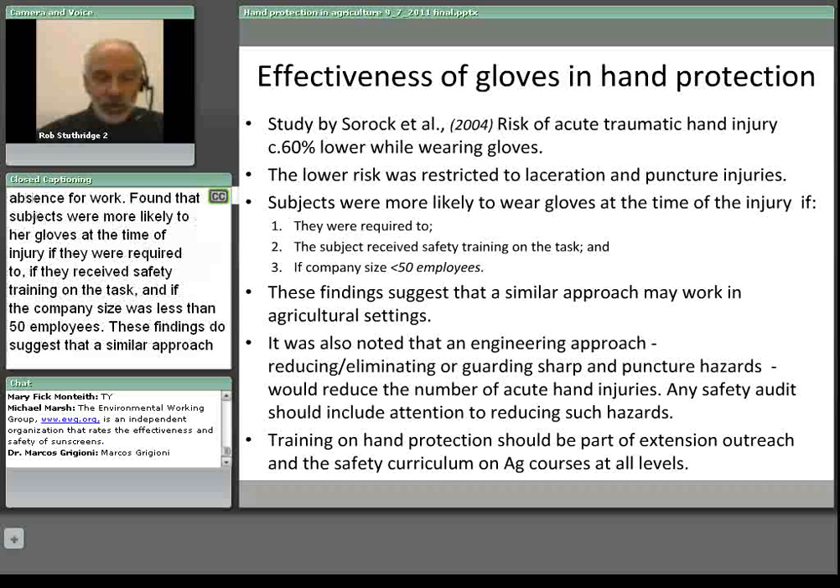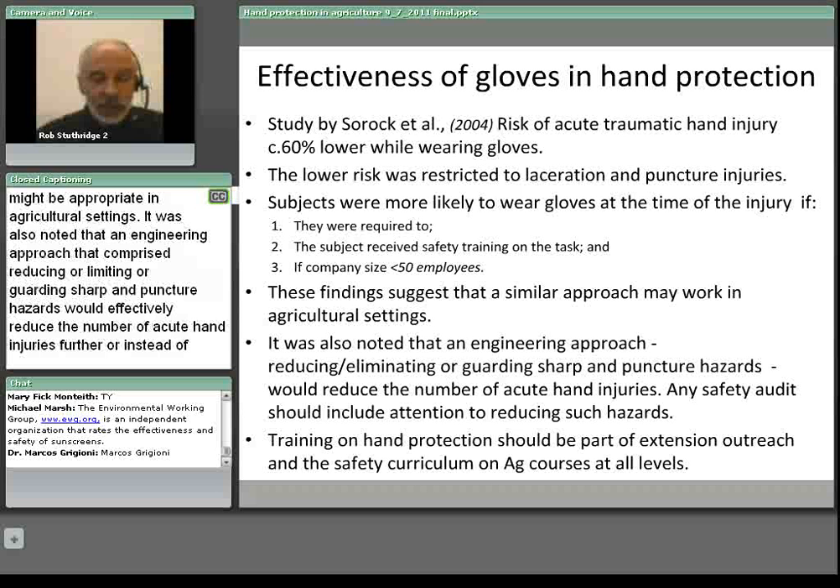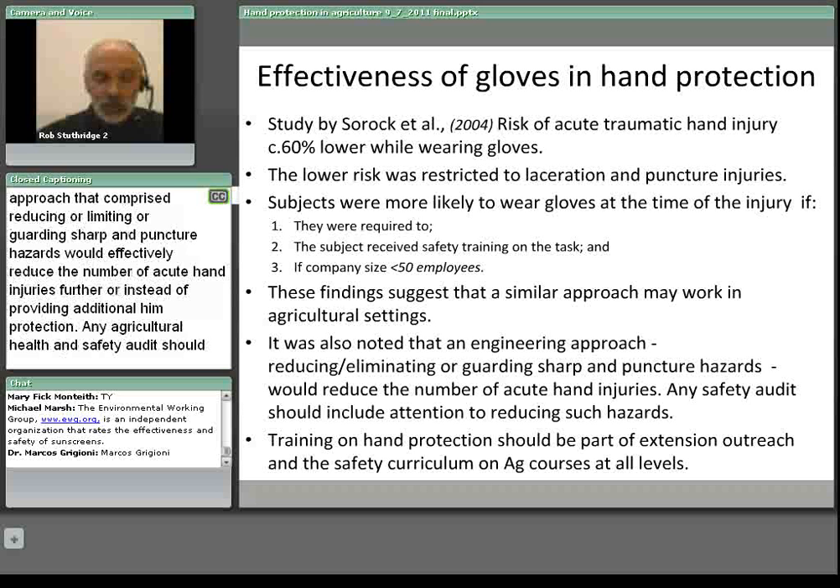It was also noted that an engineering approach that comprised reducing or eliminating or guarding sharp and puncture hazards would effectively reduce the risk of acute hand injuries further, or instead of providing additional hand protection. It's right that any agricultural health and safety audit should include attention to reducing sharp hazards. Training on hand protection should be a feature of extension safety outreach and part of the curriculum on ag safety courses.